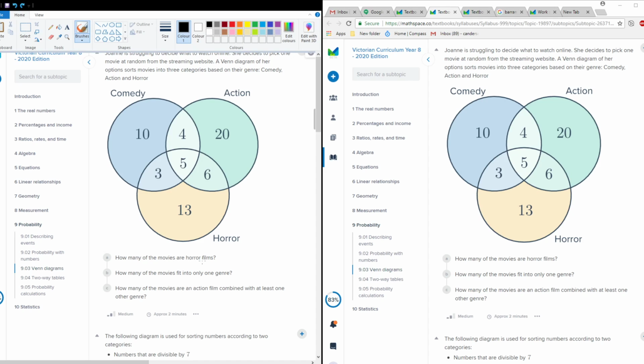So how many movies are horror films? Well, this is the horror circle. So you would need to add all the numbers in the horror circle.